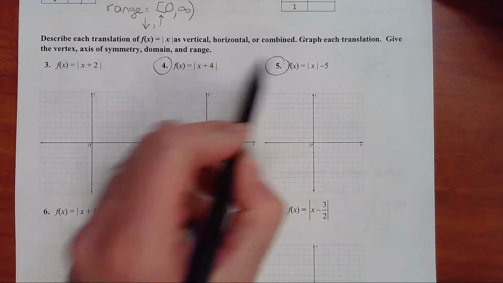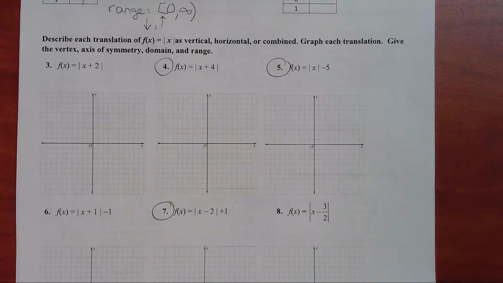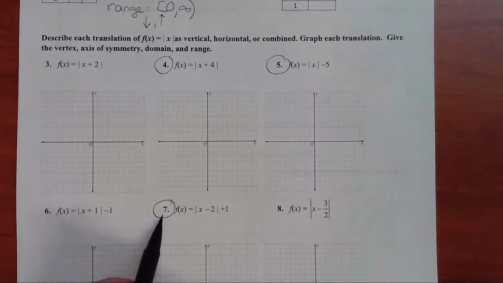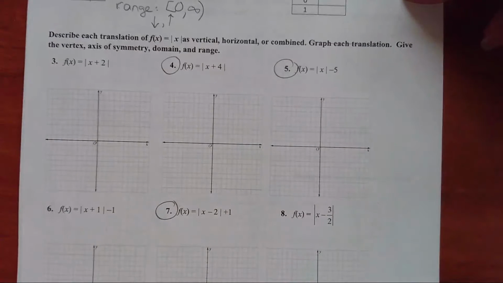I'm concerned about you describing the translation, figuring out what the new vertex is, and then going with, again, the axis of symmetry, the domain, and the range. I'm only going to do the vertex, axis of symmetry, domain, and range for number 7. The rest of these, I'm just going to describe the translation.